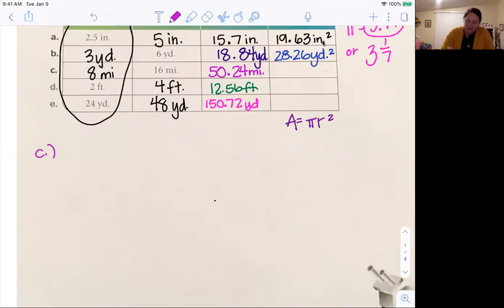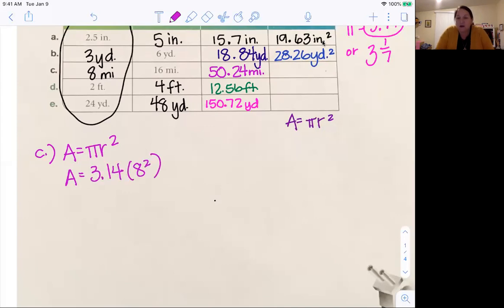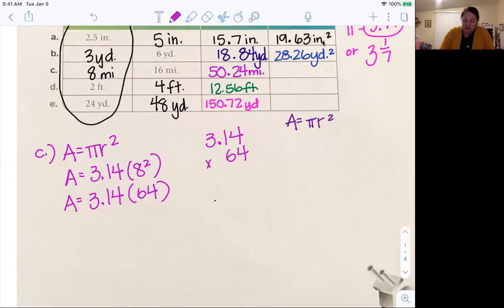Let's do C. I have area equals pi r squared. Area equals 3.14 times 8 squared. What is 8 squared? It's not 16. 64. Area equals 3.14 times 64. Okay, you do the multiplying, I'll do the multiplying, and you check. Let's see who gets there first.